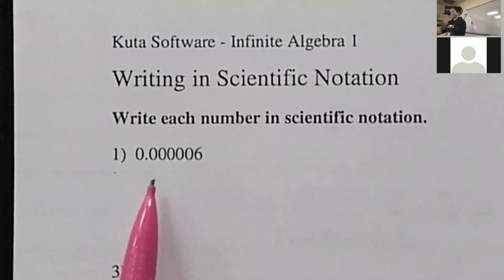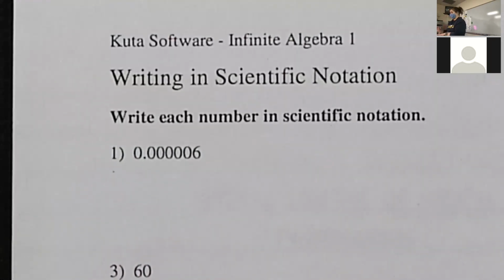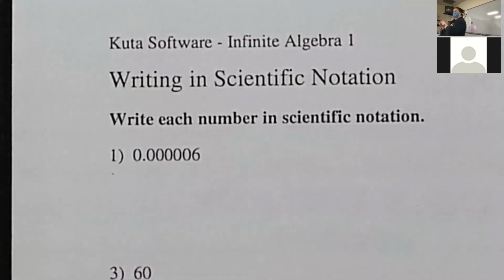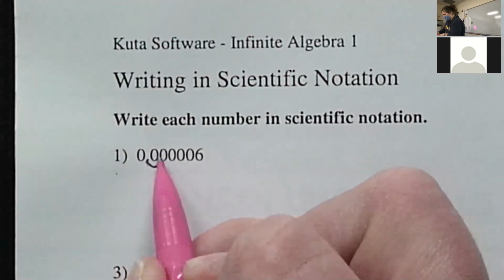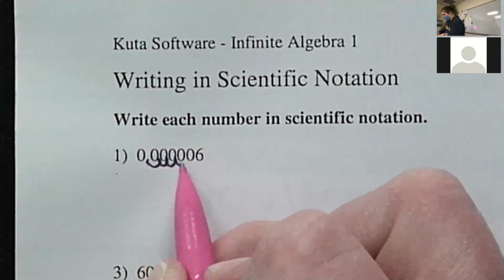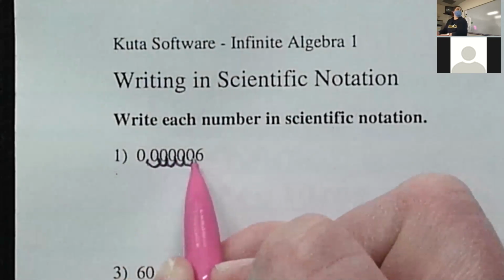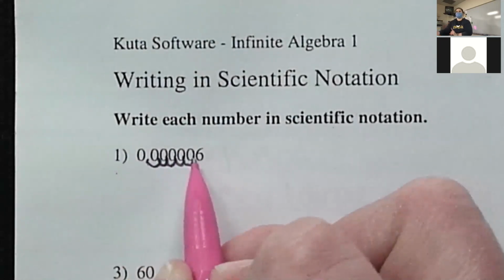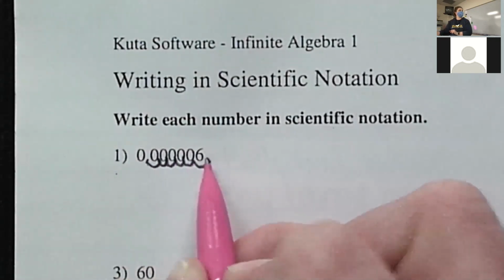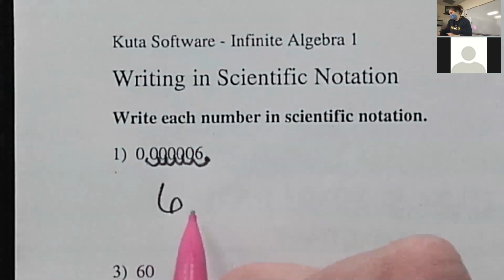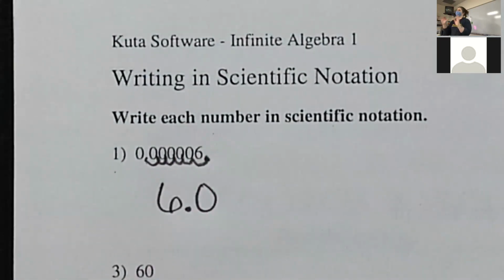That one does break the rules, so we need to move that decimal. I need to find a digit between 1 and 9, so I'm going to move this decimal over, and I'm going to keep track of how many times I'm moving it over. If I stop here, is there a digit before the decimal that's between 1 and 9? No, not quite. So I actually have to go one more. So I have a 6 or a 6.0. It doesn't matter how you want to write that, 6 or 6.0.